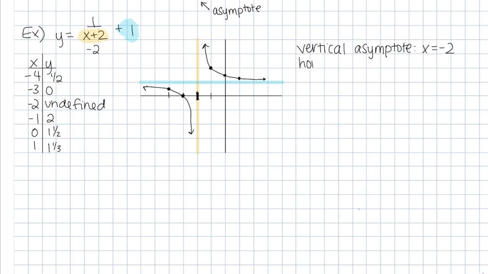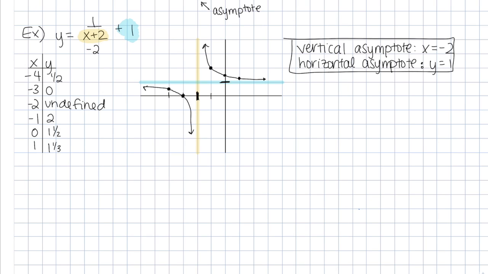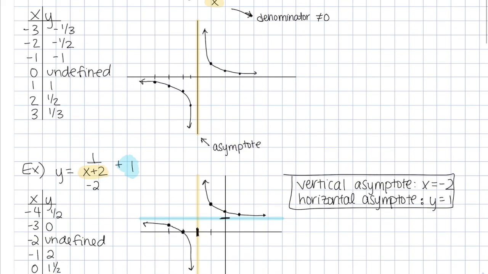And we get a horizontal asymptote when y is 1. Oops, sorry. Okay, so we can use that information to actually go ahead and graph the asymptotes first, or we can make the table of values first. Either way, this is how you graph rational functions.